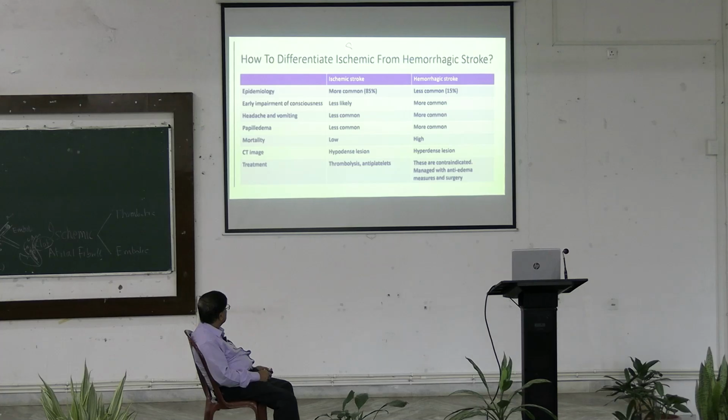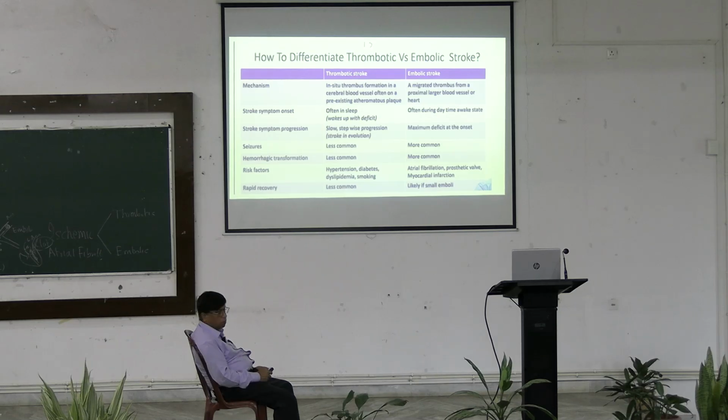They are managed with anti-edema measures and surgery. For anti-edema measures, as there is cerebral edema and raised intracranial tension, we can follow the treatment of raised intracranial tension. In rare cases we can also try extraction of the blood from the brain, where there is hemorrhage. Surgery can also help you.